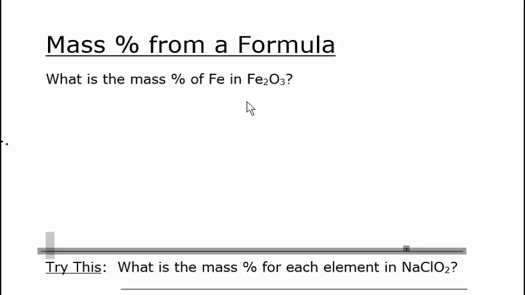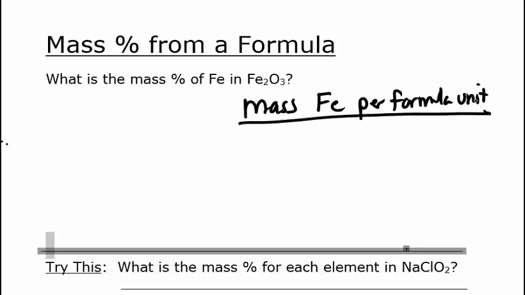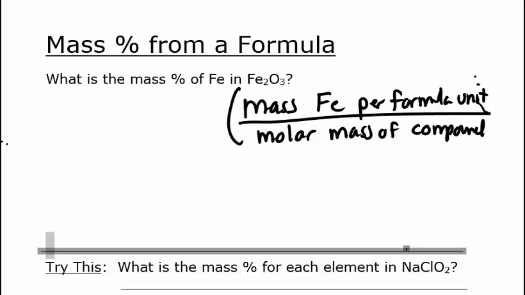Okay, so the general formula is going to be: we need the mass of the element we're interested in, the mass of Fe per formula unit, and divide that by the molar mass of the compound. And once we have that ratio, we multiply that by 100% to get the mass percent. In order to do this, we need to know the molar mass of the compound.